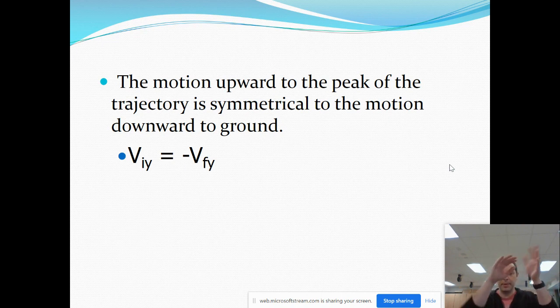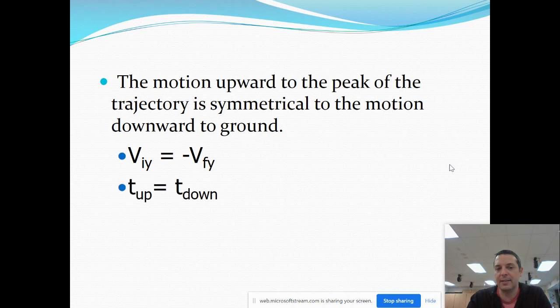The motion upward to the peak of the trajectory has a symmetry to the downward motion. So the motion up and the motion down both have symmetrical aspects. The things that are symmetrical are the initial vertical velocity that it's launched with is the same vertical velocity that it hits the ground with, just in the opposite direction. So you launch it up with the vertical velocity, and when it gets back to that same level, it's going to be heading down with the vertical velocity that's exactly the same, just in an opposite direction.